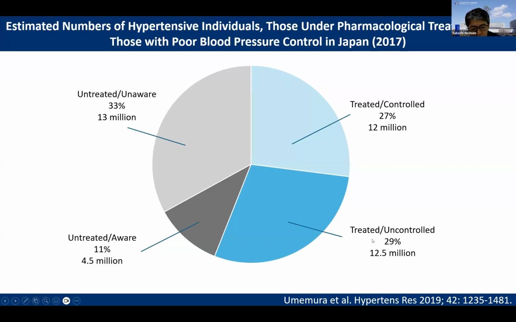29% were treated, but still have uncontrolled blood pressure. That means treatment alone is not always effective. And just 27% are treated and controlled, which is encouraging, but still a minority. In total, about two-thirds of the Japanese population with hypertension either remain untreated or have poor control.